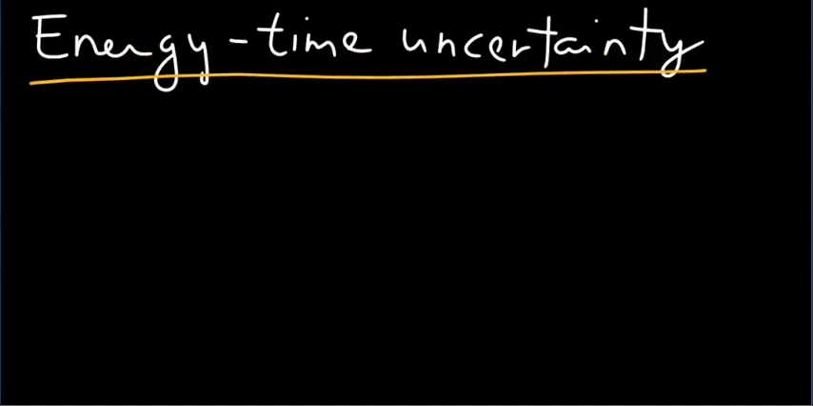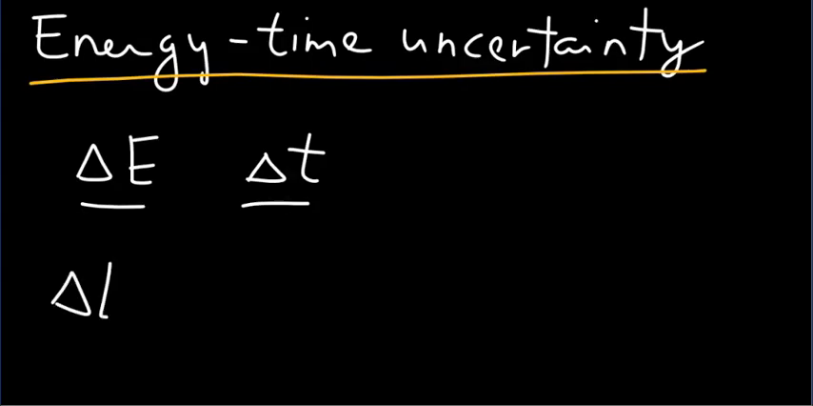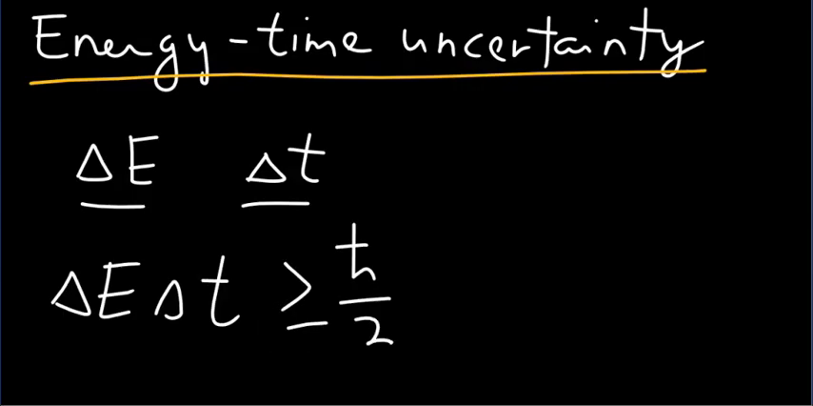Now let's look at the uncertainty principle for energy. The uncertainty for the energy of a system depends on the time interval, delta t, during which the system remains in the given state. The expression relating these two uncertainties looks something like this. Delta E times delta t is greater than or equal to h bar over 2.